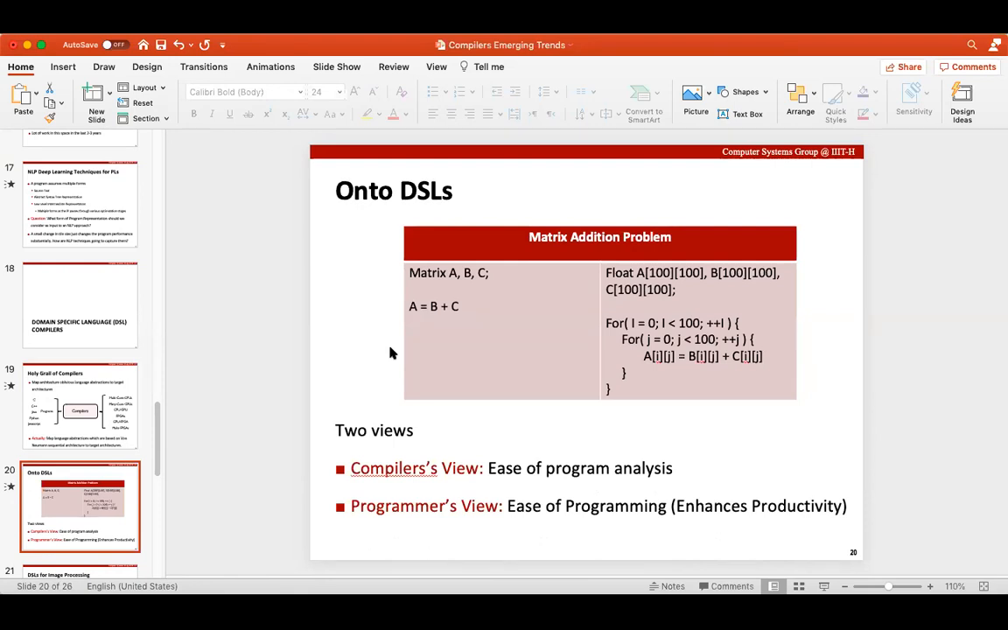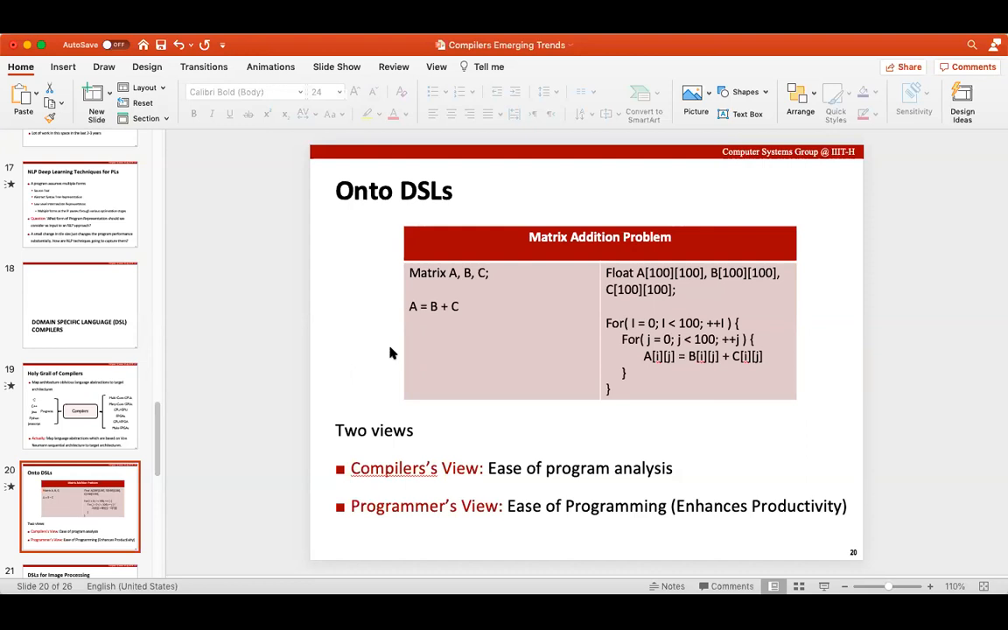But let's take the matrix addition problem. Let's say you have a domain-specific language for matrix computations, for example, MATLAB. You say matrix A, B, C, and you want to add two matrices. You say A is equal to B plus C. The code on the left-hand side is extremely small to write, and it also provides a lot of information to the compiler about the structure of the computations happening there.